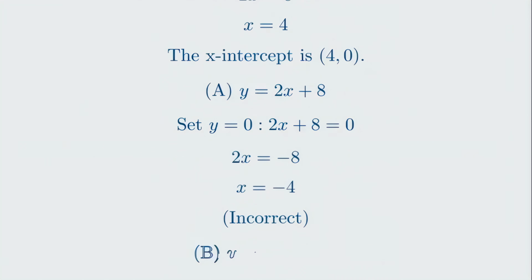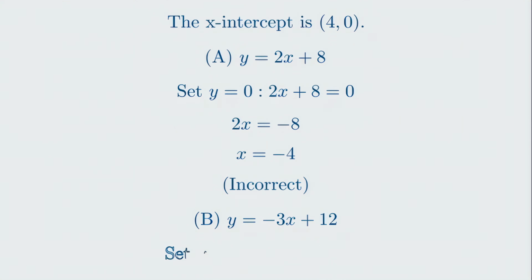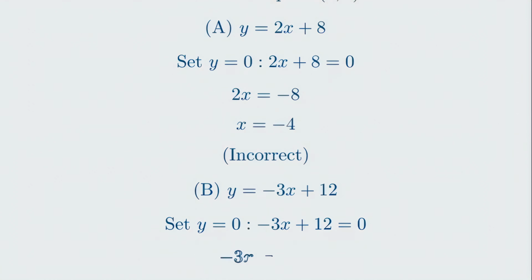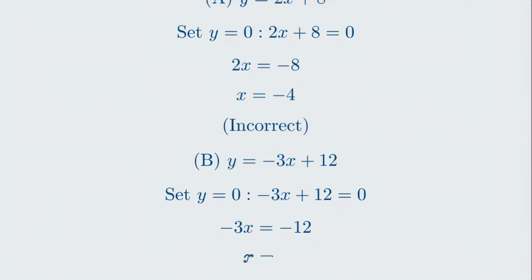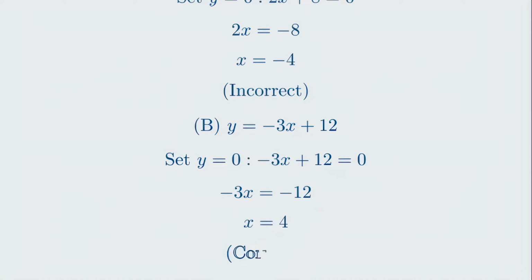Now for option B, y equals 3x plus 12. Setting y to 0, we have 3x plus 12 equals 0. Subtracting 12 gives 3x equals negative 12. Dividing by 3, we find x equals negative 4. This is the same x-intercept we found for the original line. We've found our answer. Since this is a multiple-choice question, we can confidently stop here.